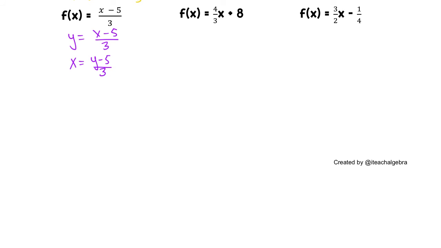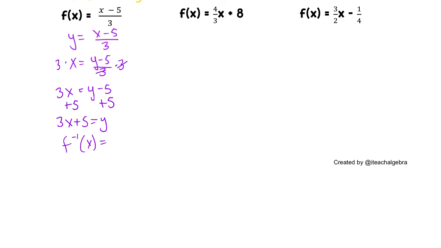Can't get y out of this numerator part of the fraction, so I need to get rid of divided by 3. To do that, we multiply by 3. So we've got 3x. Those cancel. Equals y minus 5. Now we add 5 to both sides and get 3x plus 5 is y. Now we get rid of y and replace it with f inverse of x equals 3x plus 5. That same idea for all the rest of these.